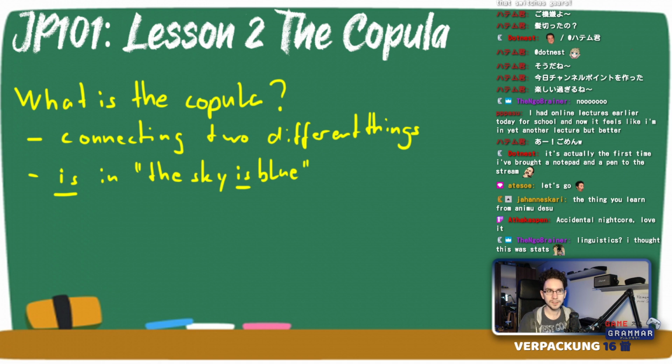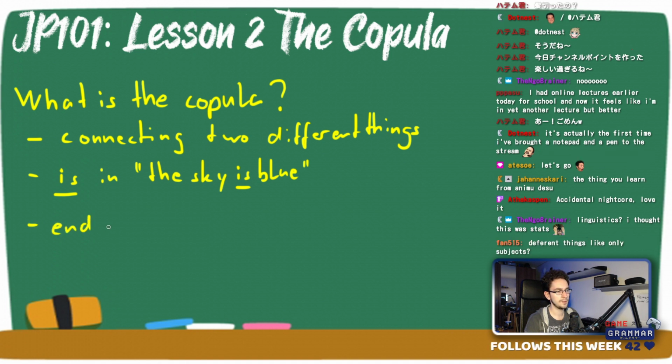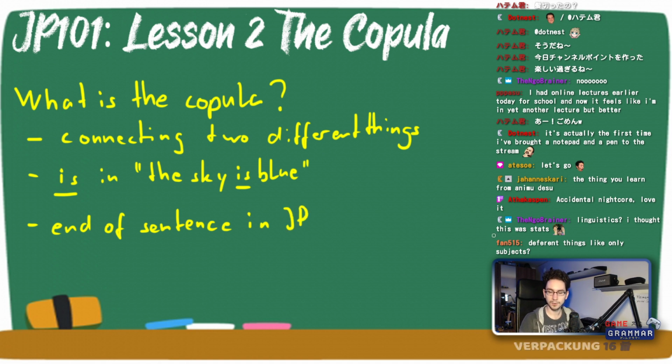So in Japanese, I would say that's very much accurate, that the copula is like a verb, okay? And because it is like a verb, it comes at the end of the sentence. So copulas in Japanese go at the end of the sentence, right? So, I'll write this down as well. End of sentence in JP, in Japanese.